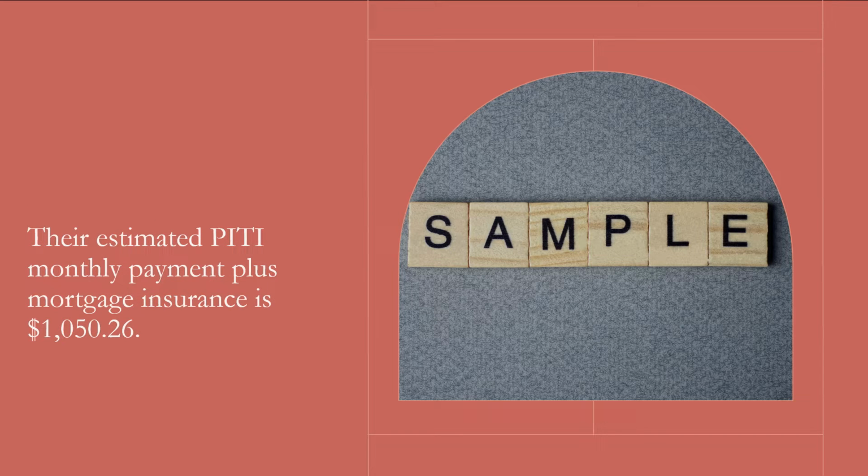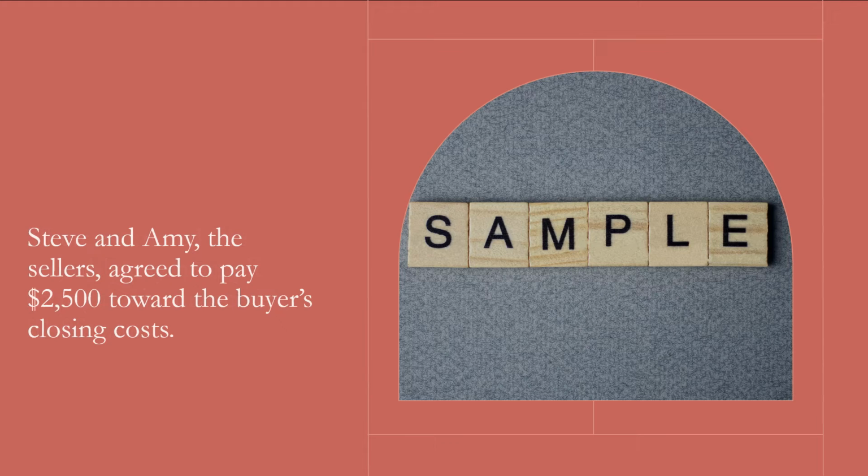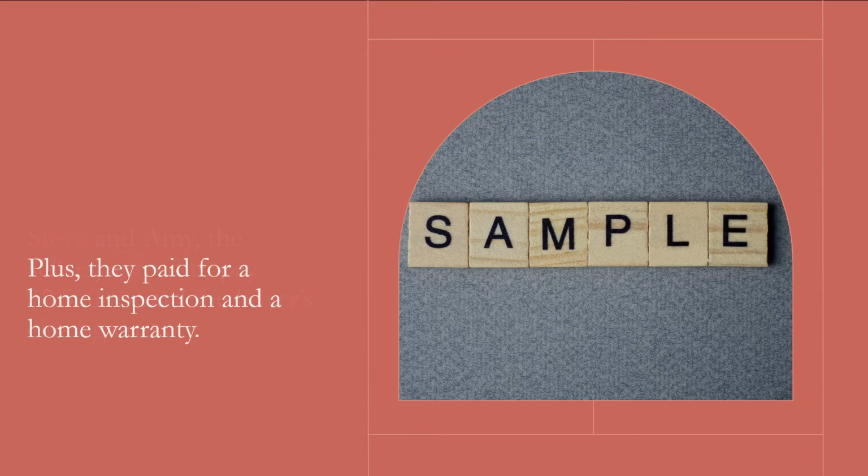Their estimated PITI, or "pity," monthly payment plus mortgage insurance is $1,050.26. Steve and Amy, the sellers, agreed to pay $2,500 toward the buyer's closing cost. Plus, they paid for home inspection and a home warranty.